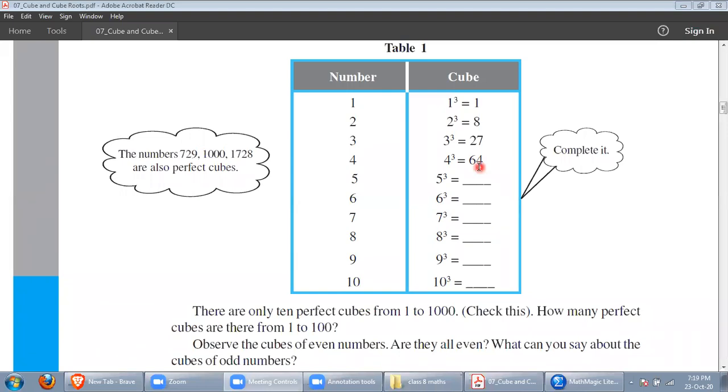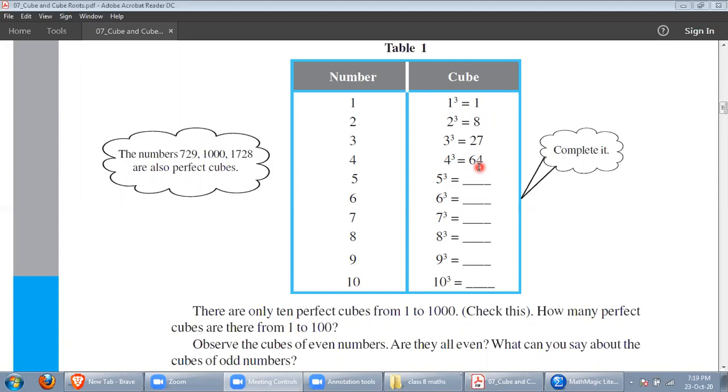Even if it is asked in multiple choice type questions, how many perfect cubes are there between 1 and 1000, sometimes it may be confusing. Sometimes the question may surprise you. But remember, it is 10.